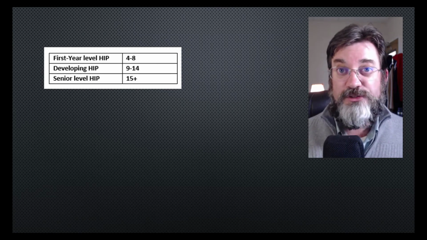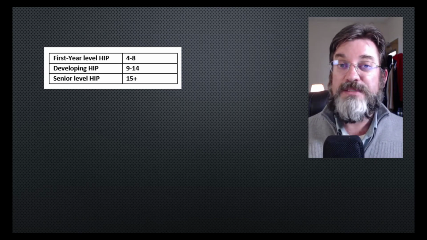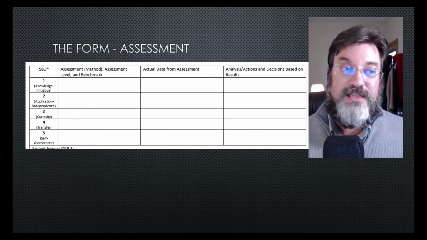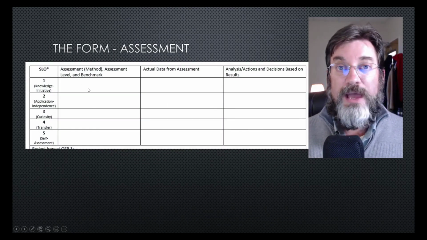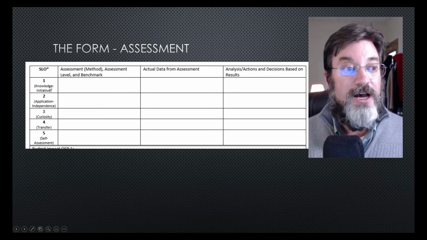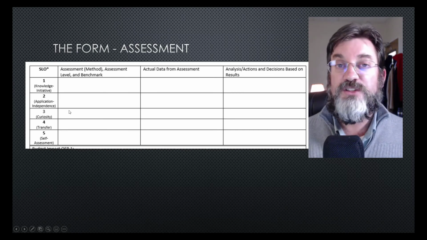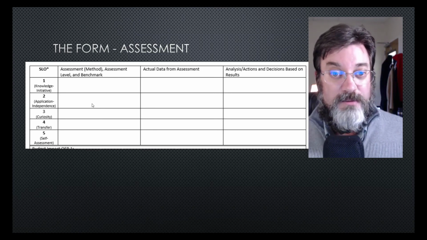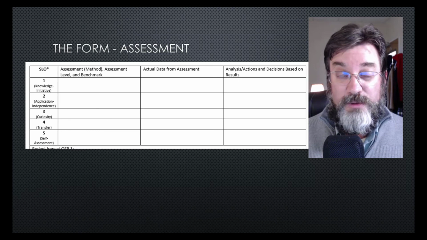Okay, so that covers how to complete that top section, how to fill out the HIP level. Next part of the assessment form is this, and this is where you actually provide an assessment of the 5 learning objectives associated with global pathways or with professional development. So you will need to fill this out on the QEP assessment report.